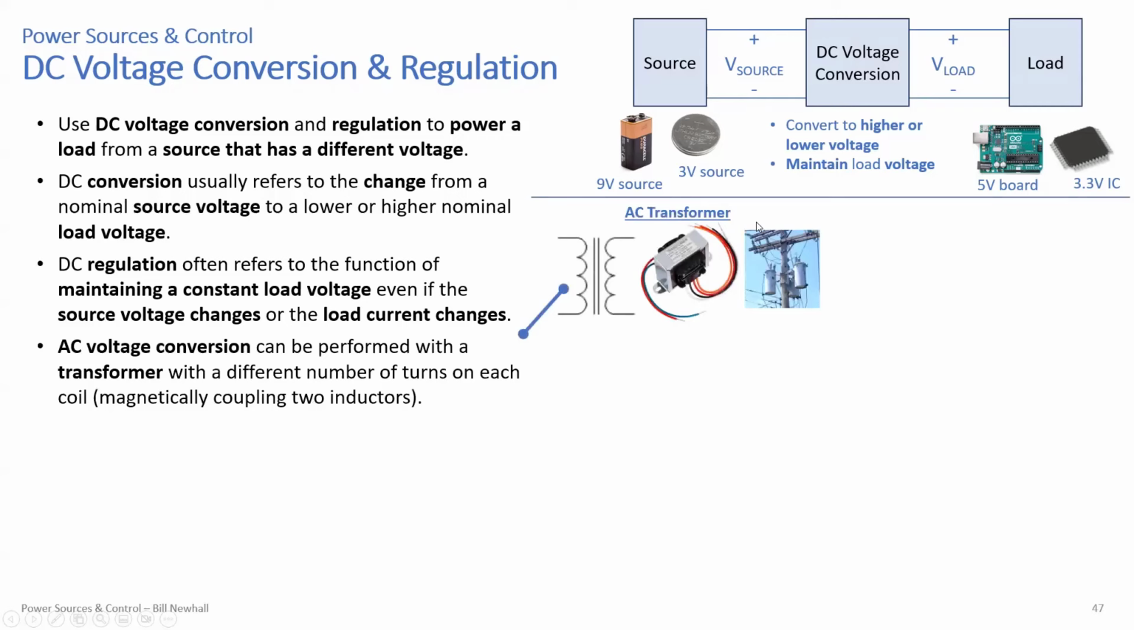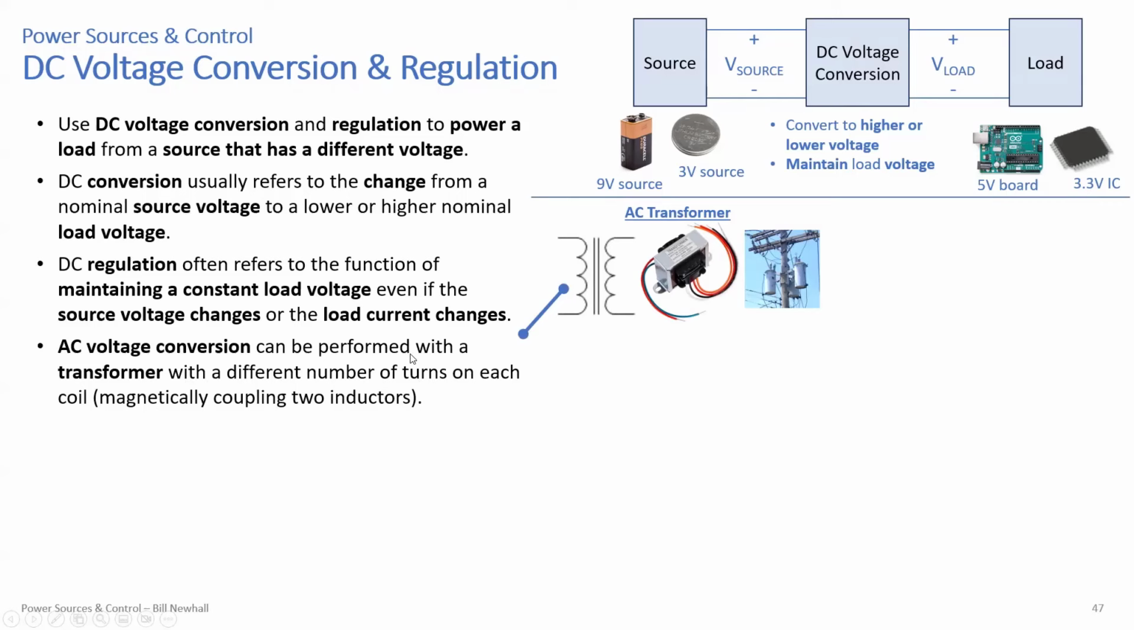Now, AC conversion, I'm sure you've seen transformers on power poles and transformers in some devices. AC voltage conversion is different. It can be performed with a transformer with a different number of turns on each coil that are magnetically coupled together. Okay, so just a turns ratio can transform a sinusoid from 5 volts to 20 volts, or 120 volts down to 12 volts.